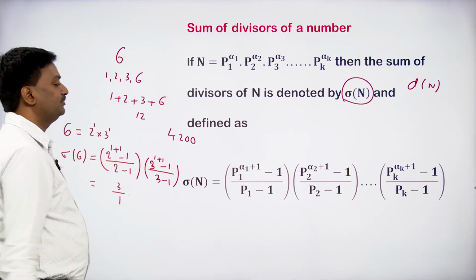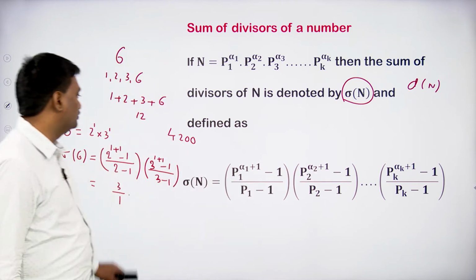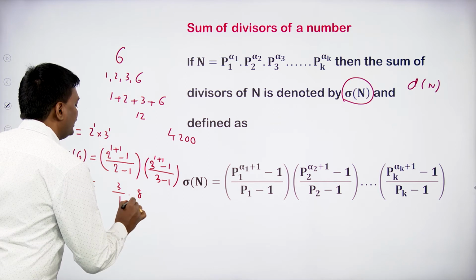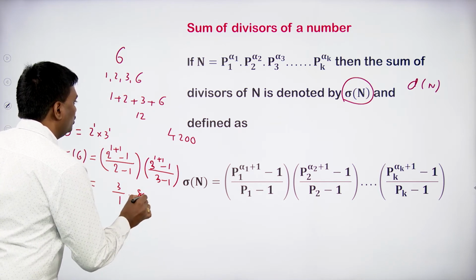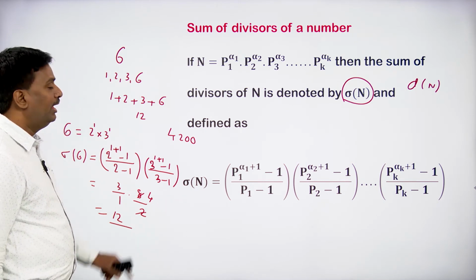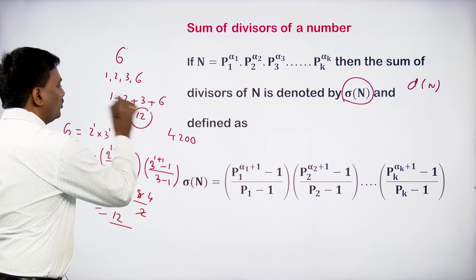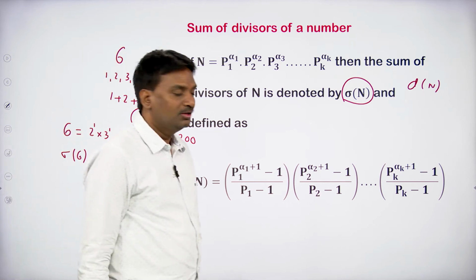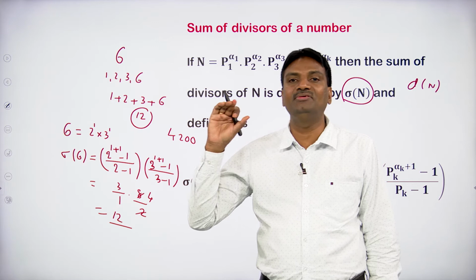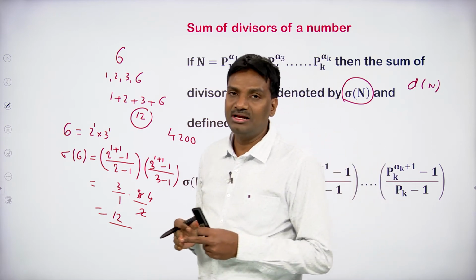So 3 power P2 power alpha 2 plus 1. So 3 power 1 plus 1, 3 square 9, 9 minus 1 is 8, by 3 minus 1 is 2, 2 4 times cancel. By multiplying these two numbers we have gotten 12. By using the general method also we have gotten 12. So just by using this formula we can find the sum of all divisors of any natural number.